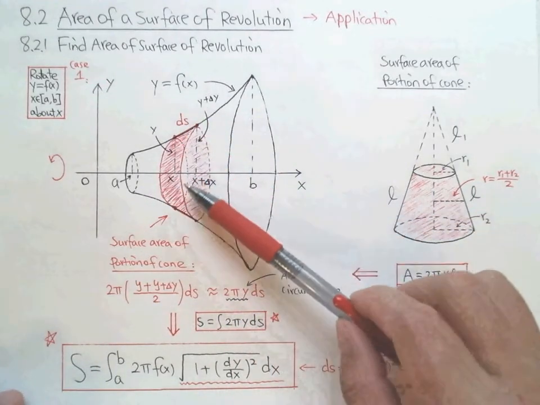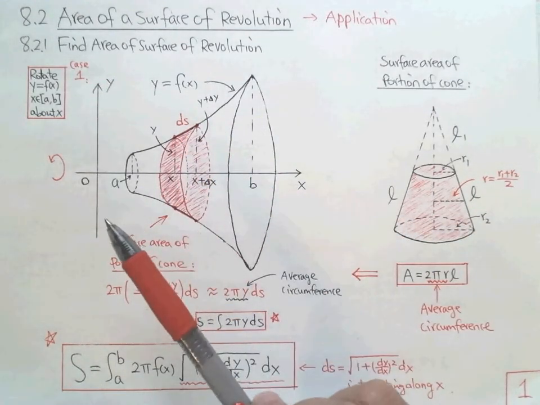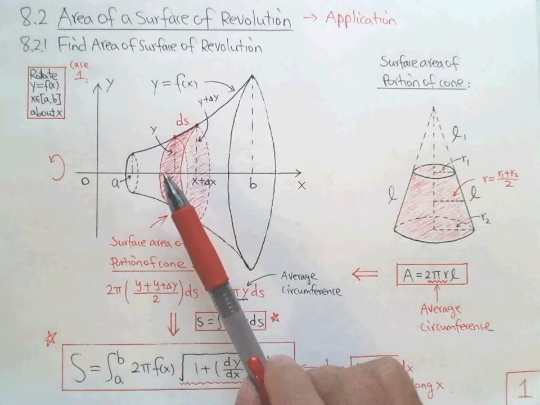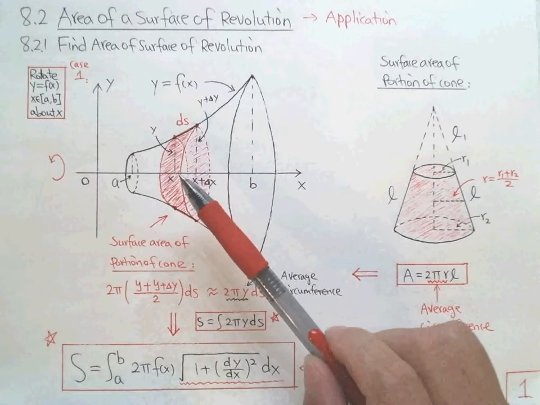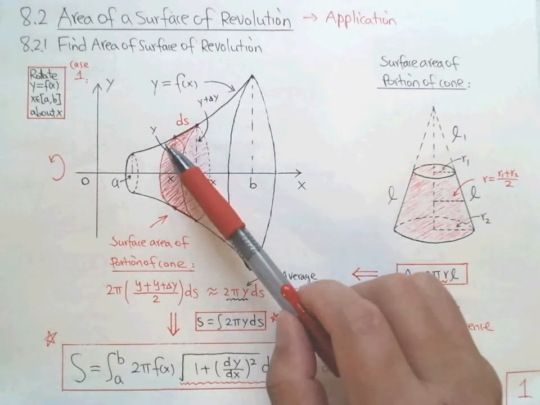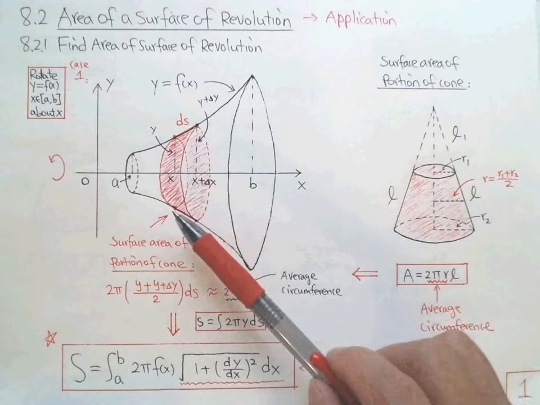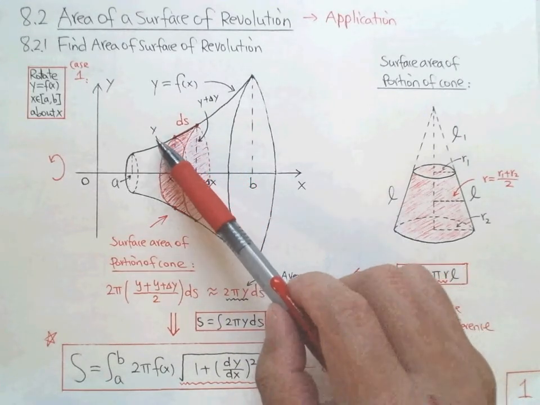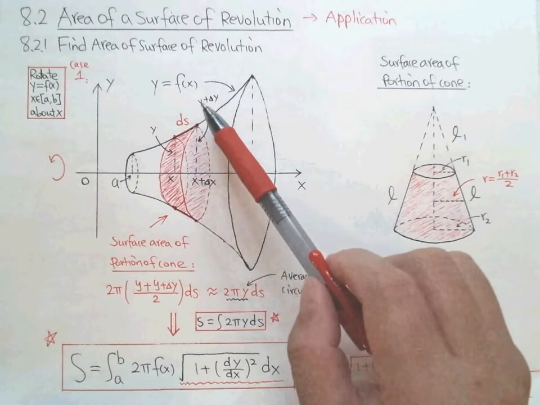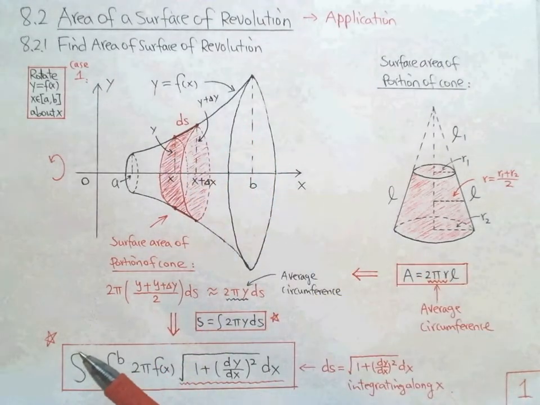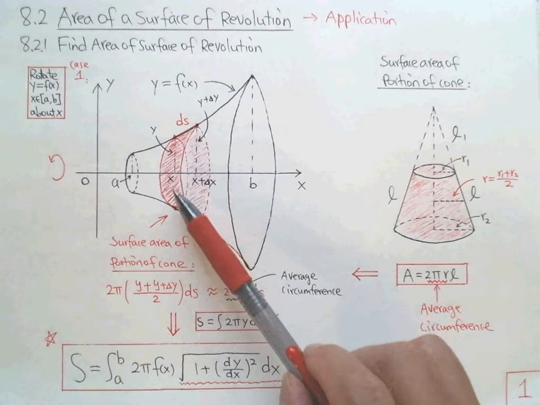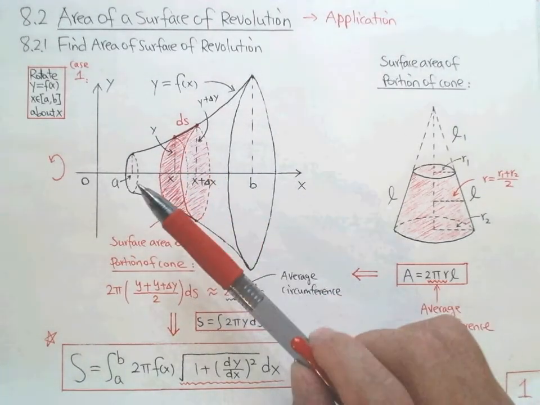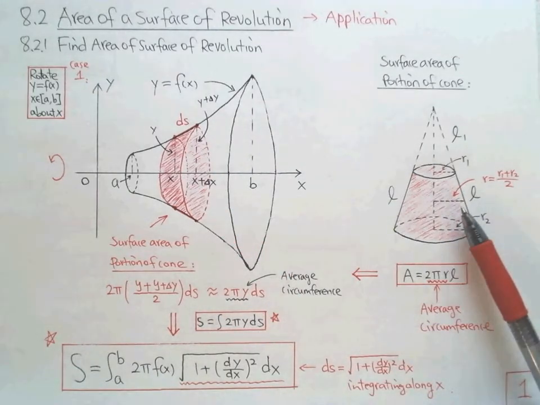What is the shape? This shape is not a cylinder. If it were a cylinder, it would be very easy, right? However, it's not a cylinder. Why? Even though the top and the bottom are both circles, the radii are different. Can you see? The first radius is y, the second radius is y plus delta y, which is different. However, we do know what this shape is. It is exactly a portion of a cone.